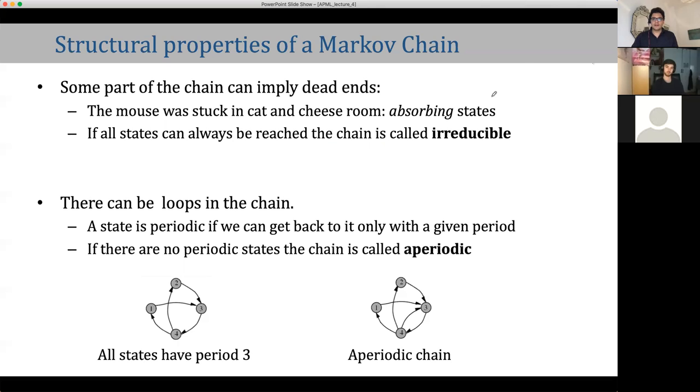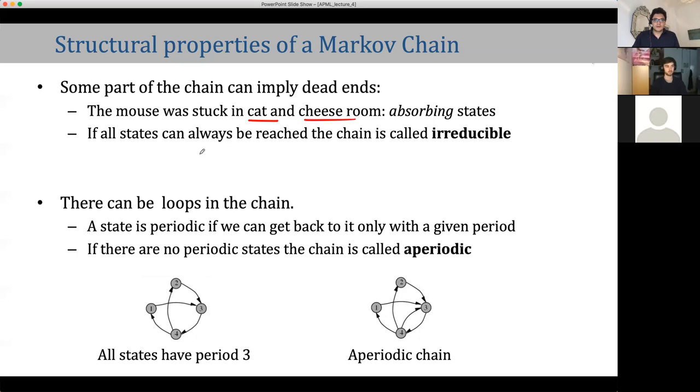We need to describe a little the different structures we could have for the chain. As you saw, we have graphs, and depending on the links and their structure, this can imply certain things. There are two structural properties one needs to keep in mind with Markov chains on a discrete state space, so with a finite number of states. First, some part of the chain can imply dead ends. In our example, this is what we had. Those states are called absorbing, because in the cat and the cheese room, we could not go out of it. No matter what you do, if you wait long enough, you will end up in one of the absorbing states.